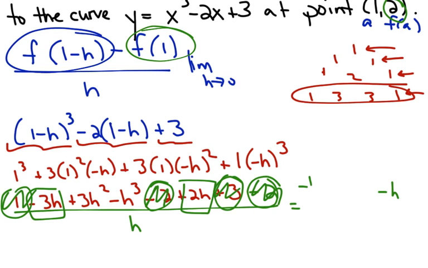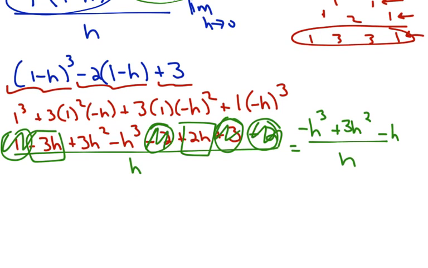Maybe I'll write this in descending order of powers. And then that's going to be divided by h. Now when I divide everything by h, I'm going to get negative h squared plus 3h minus 1. We want to find the limit as h approaches 0. Well, if I plug in 0 for h, these go away and you're left with negative 1.